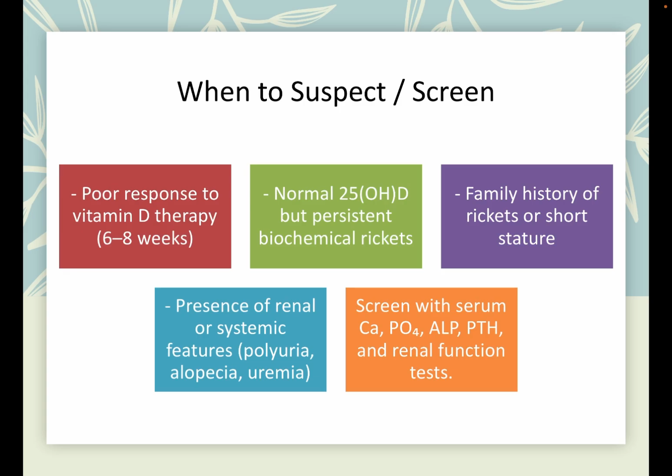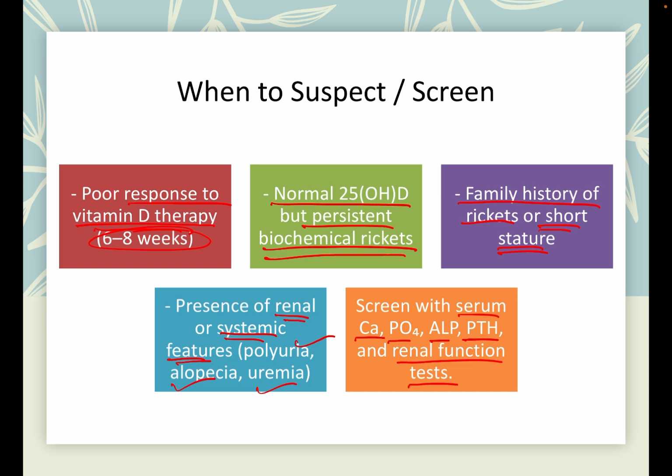So when should you suspect vitamin D resistant rickets? Poor response to vitamin D therapy even after 6 to 8 weeks. The patient will be having normal 25 OH vitamin D but persistent biochemical rickets. There will be a family history of rickets or short stature, presence of renal or systemic features like polyuria, alopecia, or uremia, and you have to screen them with the serum calcium, phosphate, ALP, parathyroid hormone, and renal function test.